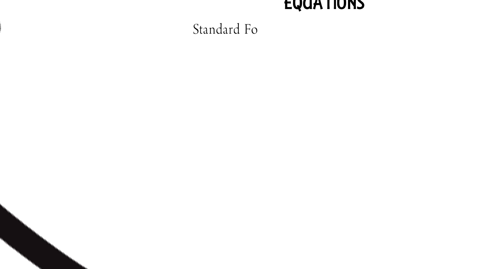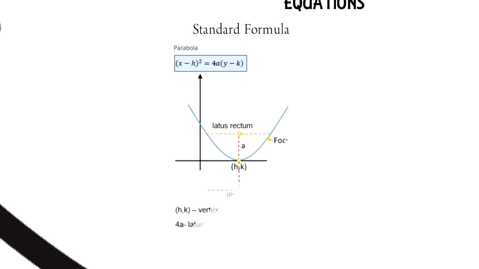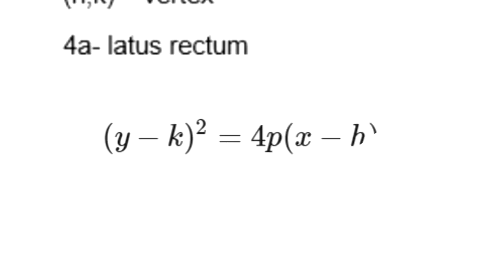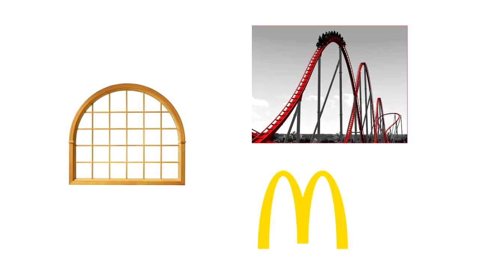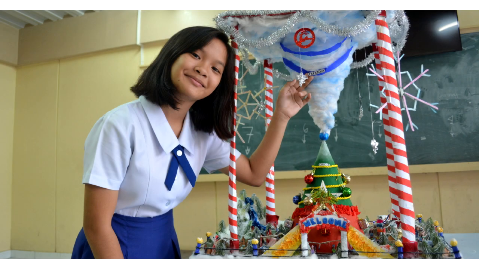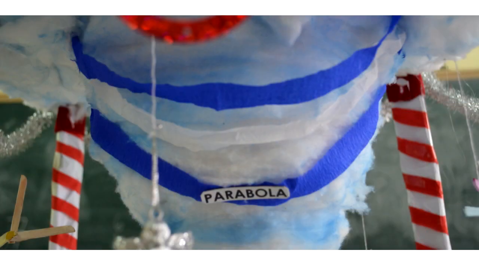Standard formula for horizontal axis: the quantity x minus h squared equals 4a times the quantity y minus k. Standard formula for vertical axis: the quantity x minus h squared equals 4p times the quantity y minus k. The general formula for a parabola is ax squared plus dx plus ey equals 0. Here are some examples of a parabola. Plotting it out on our double napped cone, here is the parabola.